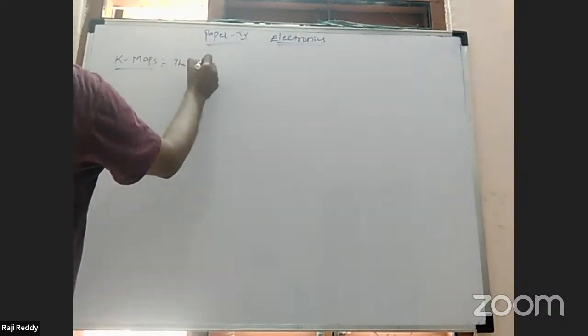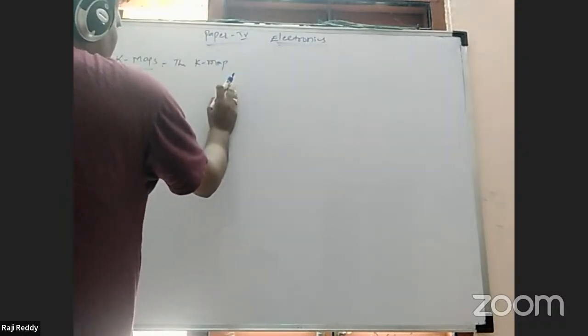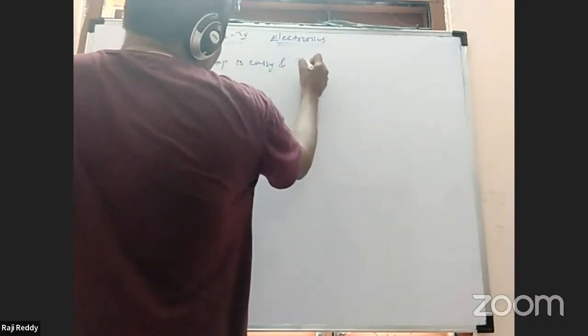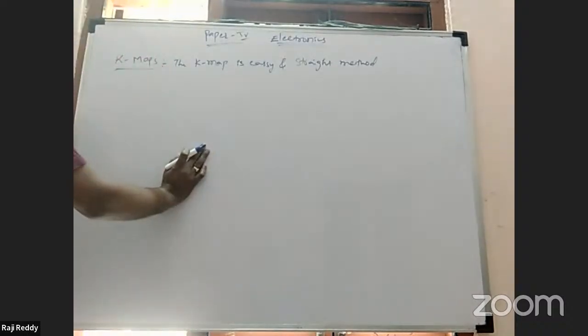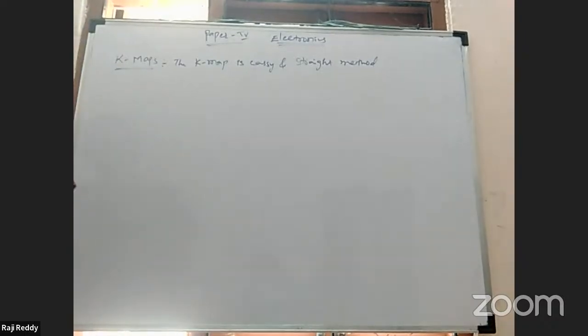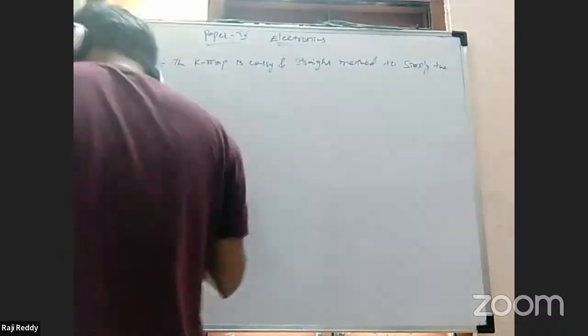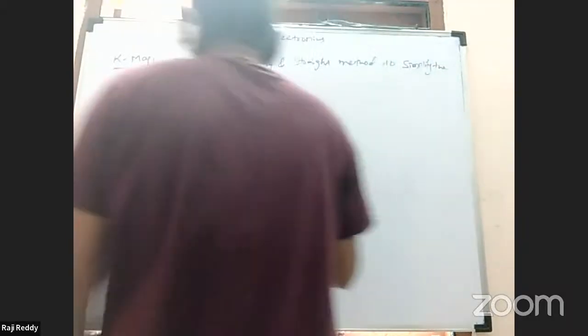In that, the K map, Karnaugh map. The K map is an easy and straightforward method to simplify the Boolean functions. Simplify the Boolean function.